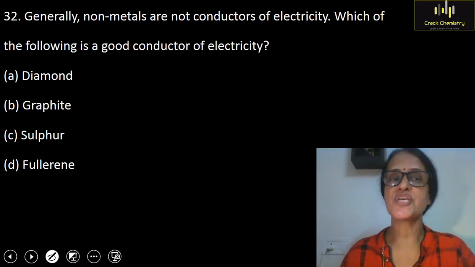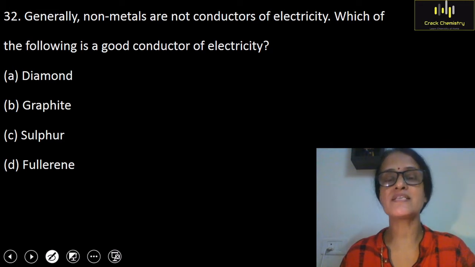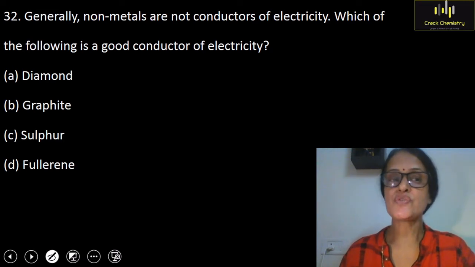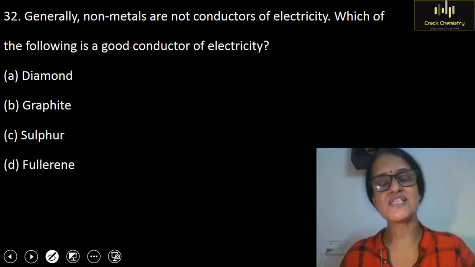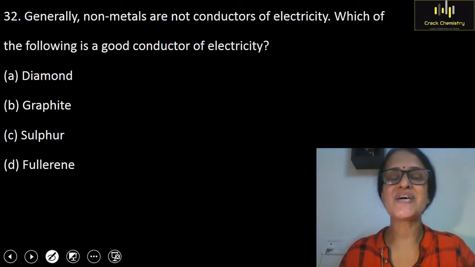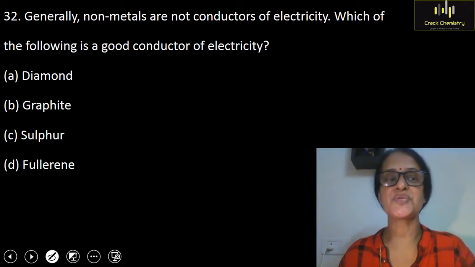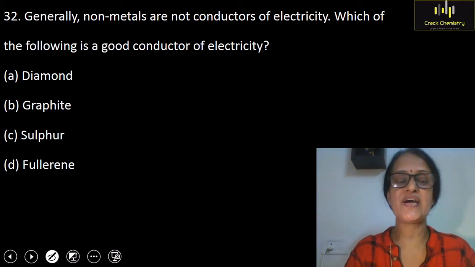Next question is, generally non-metals are not conductors of electricity. Which of the following is a good conductor of electricity? So children, you already know that metals are good conductors of electricity, but generally non-metals are not conductors of electricity. We have an exception here. What is that exception? That exception is graphite.